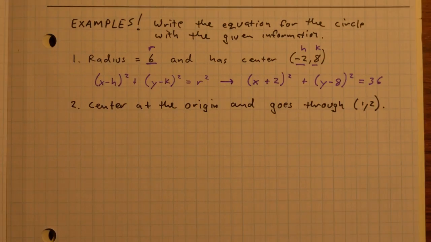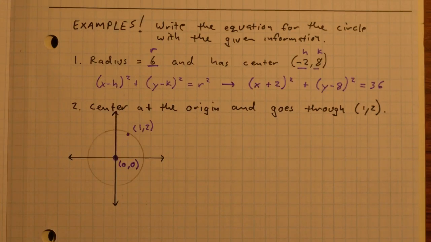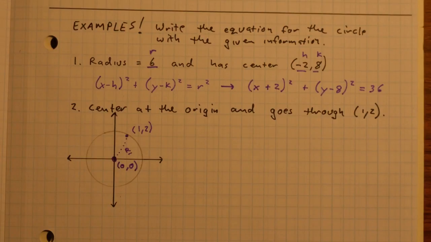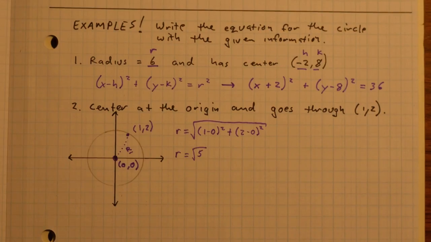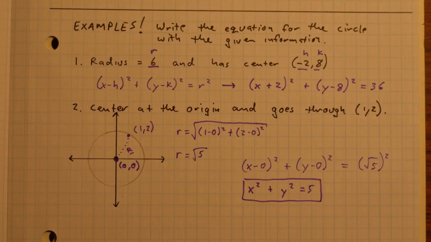Let's take a look at another example. Here, let's say the center is at the origin, in other words, it's at (0, 0). And we know the circle goes through the point (1, 2). So we need to find the radius. Well, that's quite easily done. We can find the radius using the distance formula between the center point and that point that the circle goes through. And so we have a radius of √5, and we sub in the information we know. The center is at (0, 0), and the radius is √5. And this equation simplifies down to just x squared plus y squared equals 5.